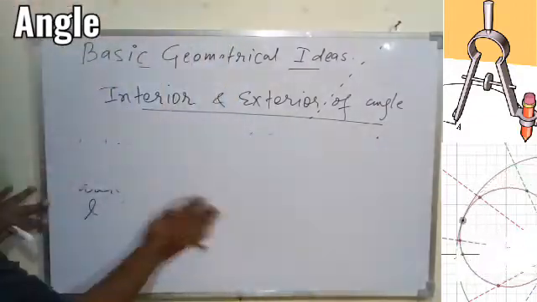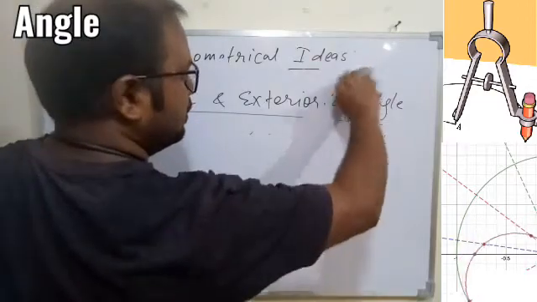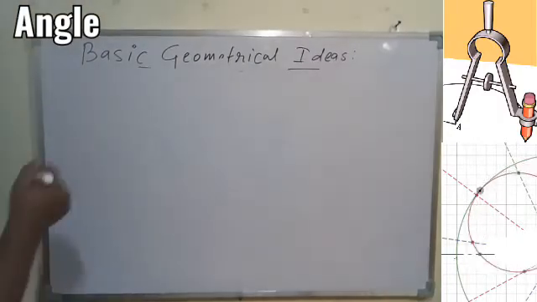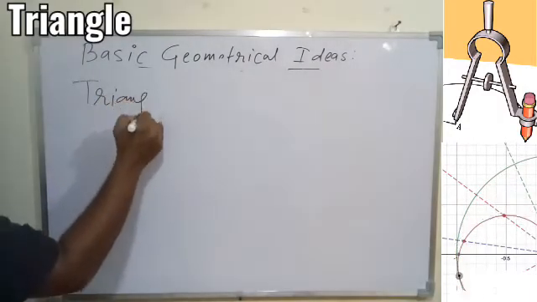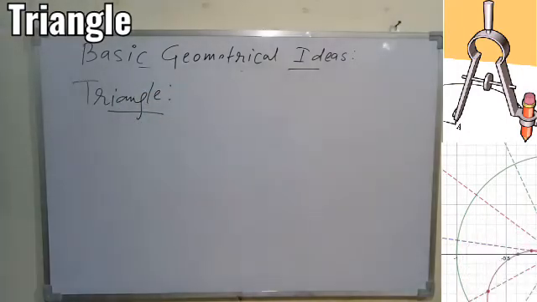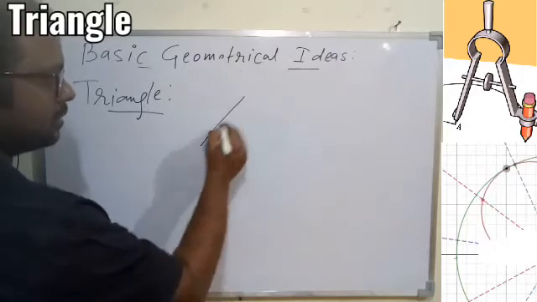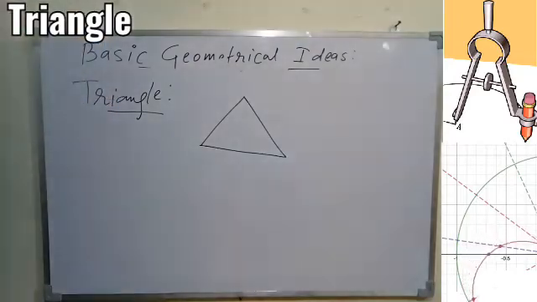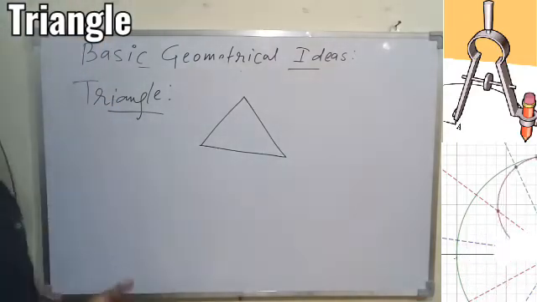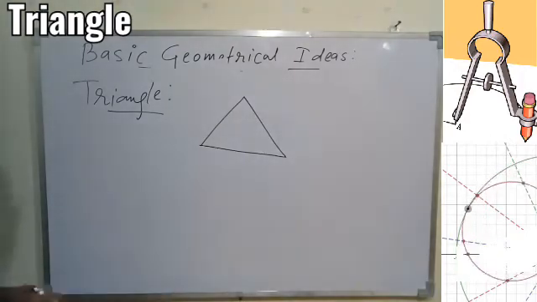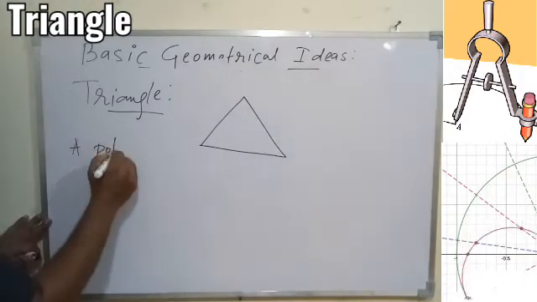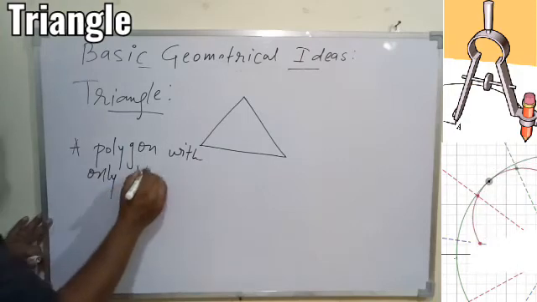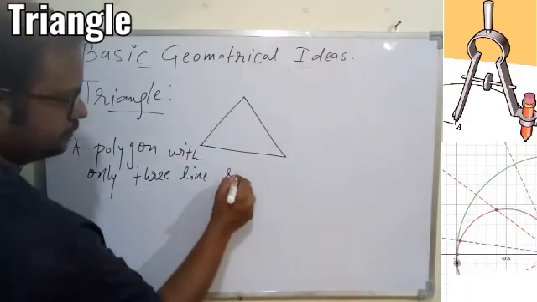And the last thing is the concept we have of a triangle. So I've already said triangle in the previous class, that is nothing but when we make a polygon which has only 3 line segments, then the polygon we are getting is called a triangle. So we can say a polygon with only 3 line segments.